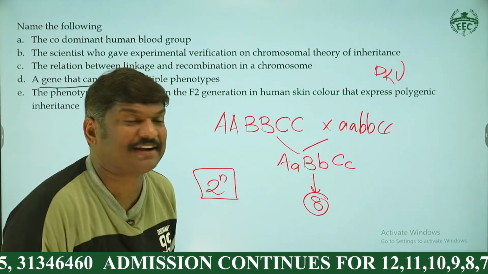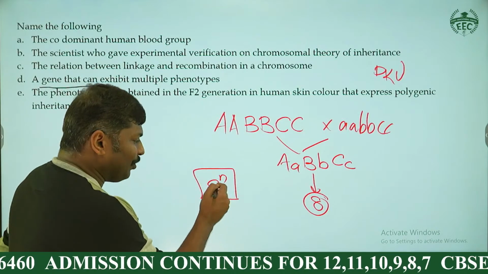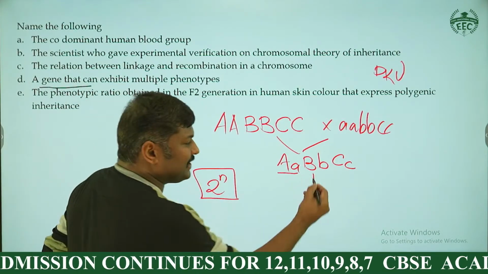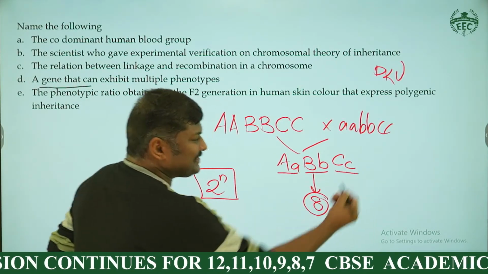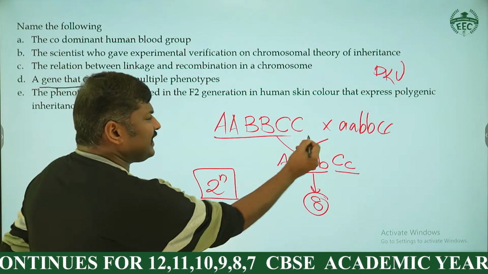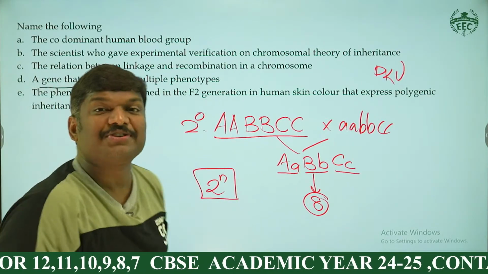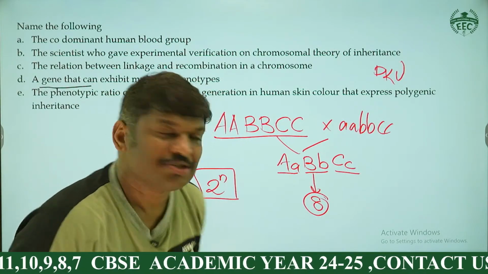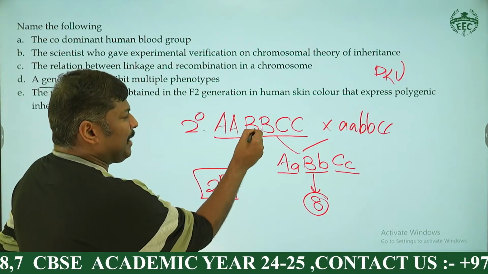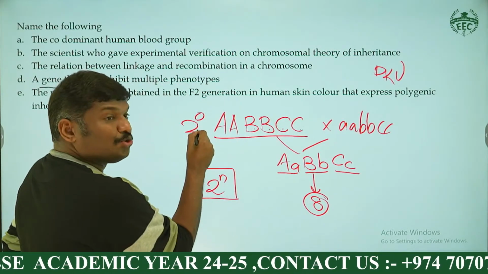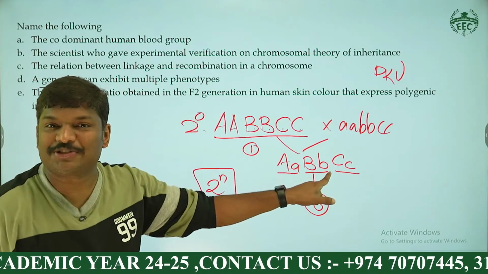What is a heterozygous condition? Here, this is a heterozygous condition. This is a heterozygous condition. This is a heterozygous condition. Before that, is there any heterozygous condition here? No. So that's why 2 raised to 0. What is 2 raised to 0? 2 raised to 0 is 1. So for capital A, capital A, capital B, capital B, capital C, capital C, 2 raised to 0 is 1. That's why there is only one gamete.